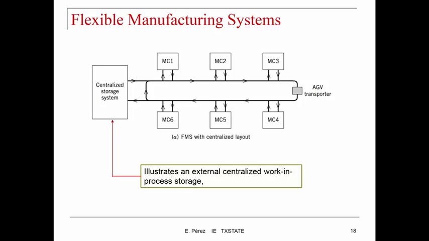So here's one example in which we illustrate these manufacturing cells and a material handling such as this AGV transporter, taking the units from each of these cells and moving them to the centralized storage system, which is located to the left of the figure. So this diagram basically illustrates an external centralized work-in-process storage for a flexible manufacturing system.